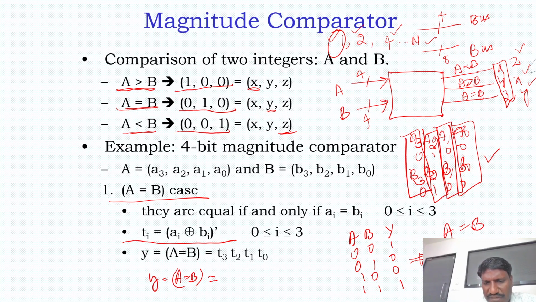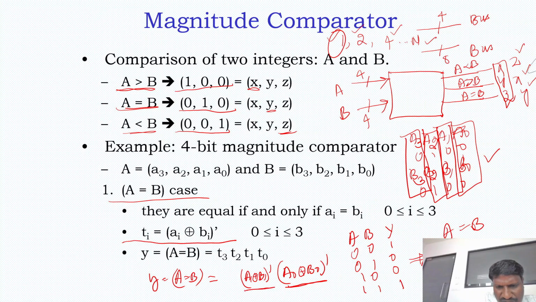In general, what I can say here is if A0 exclusive OR with B0, complemented, gives 1, then A1 exclusive OR with B1, complemented, the XNOR operation, is 1. That means A0 equals B0, and A1 equals B1, and so on and so forth. Then I can say that A equals B.